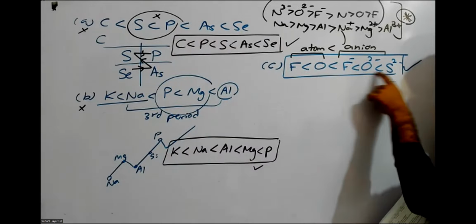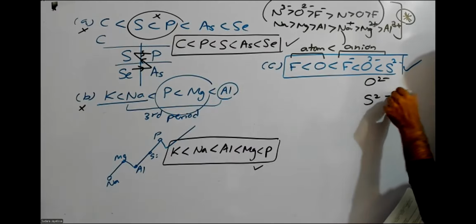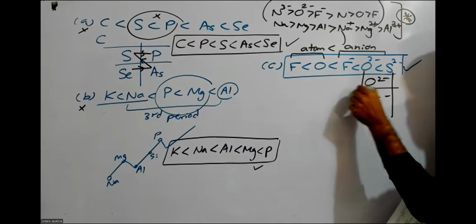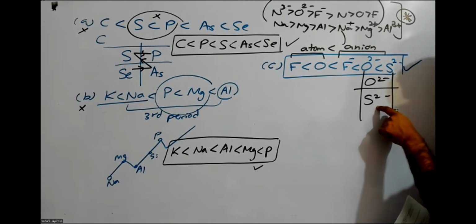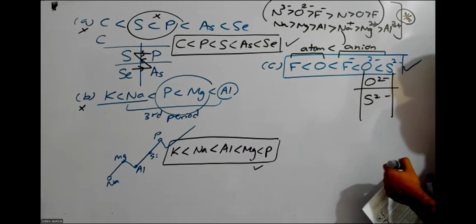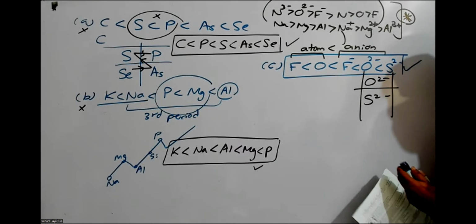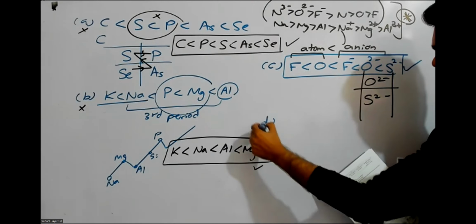And then sulfur. Oxygen and sulfur are in the same group. Downward the group, radius increases, so it has more energy levels. So this is a good question, right? C is correct. Okay, and check the last one, D.